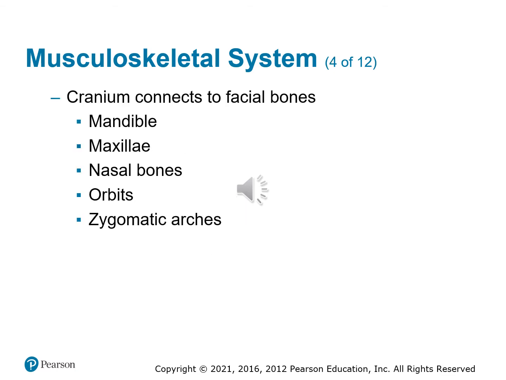Looking a little bit closer and breaking this further down, the cranium connects to the facial bones, and the facial bones include the mandible, the maxilla, the nasal bones, the orbits, and the zygomatic arches. You'll see a picture on the next slide that will help you to identify exactly which is which.